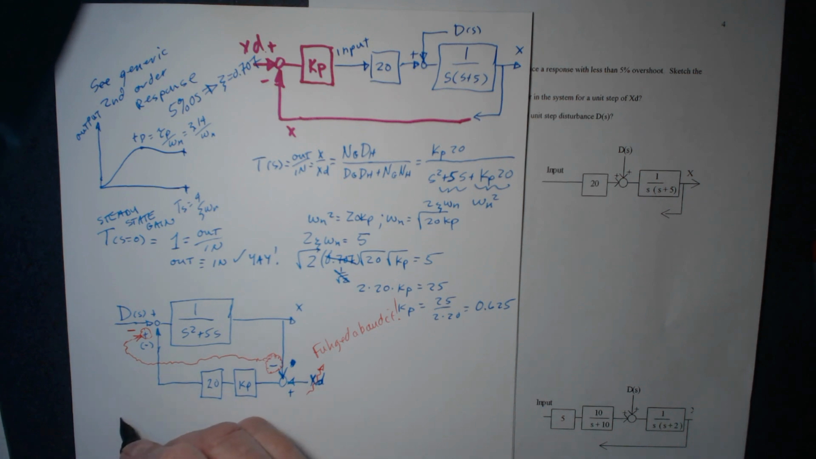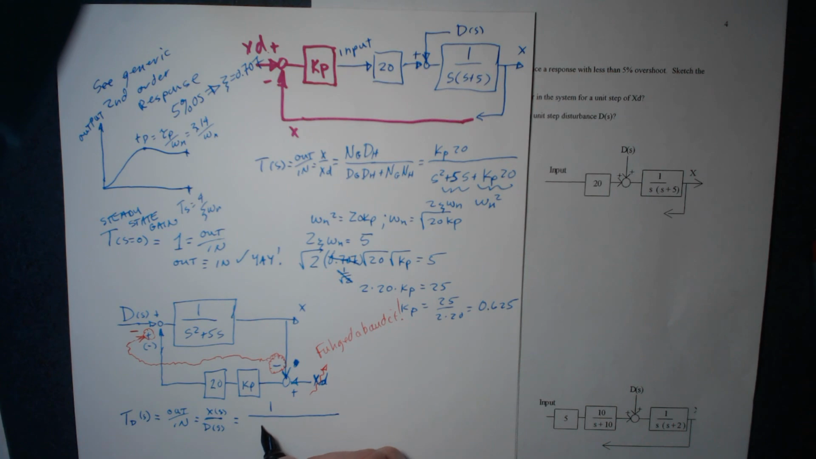So now I'm going to say, here's what T sub D of S is. TD of S is still the output over the input. That's always what the transfer function is. It's output over D of S. Should maybe write that X of S. And that's going to be the numerator of G times the denominator of H divided by the denominator of G times the denominator of H, which is just 1, plus the numerator of G times the numerator of H. Oh, numerator of H is 20 kp.